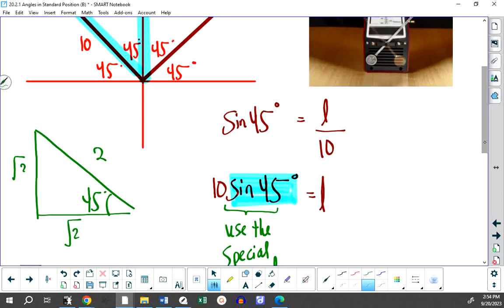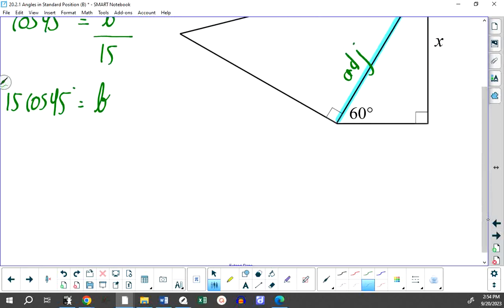I apologize if you're watching this video. I've been muted for a while and I didn't realize it. If you look at the triangle in green, adjacent to 45 is root 2 over hypotenuse, which is 2. It's root 2 over 2 for cosine. So what we end up with here is b is equal to 15 times root 2 over 2.